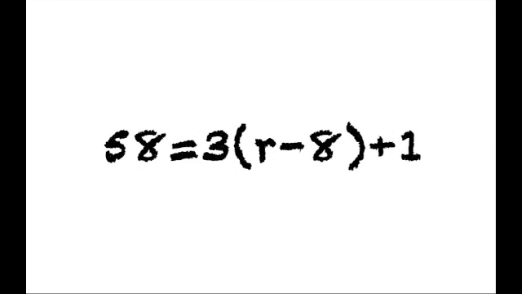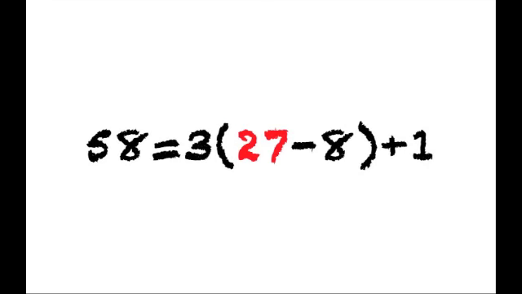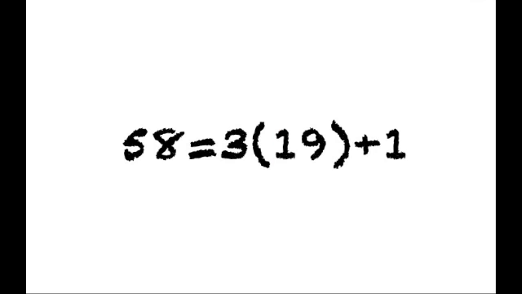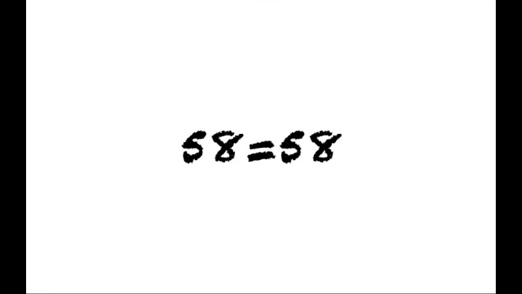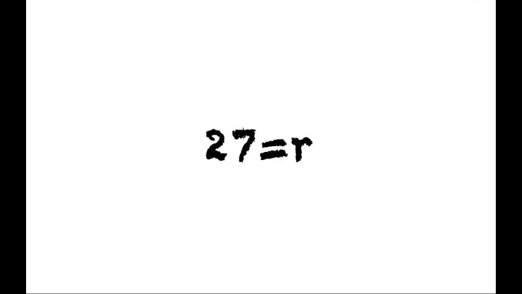So in order to do this, we would just take our regular expression and take the answer that we found and plug that back in for r. So we would get 58 equals 3 times the quantity of 27 minus 8 plus 1. And then we just use the regular order of operations to evaluate this expression. So we would get 58 equals 3 times 27 minus 8, which is equal to 19, plus 1, and then 3 times 19 equals 57, and then 57 plus 1 equals 58. So you get 58 equals 58, so we were right. So good job, 27 really does equal r.